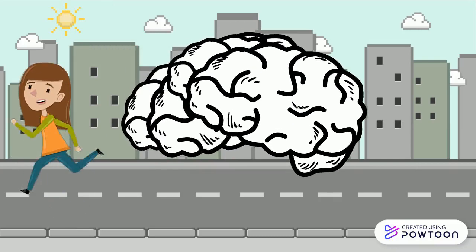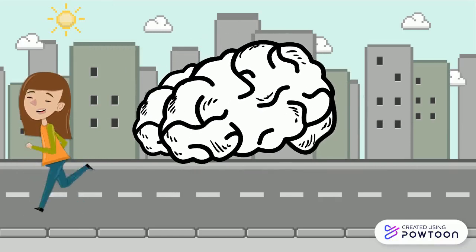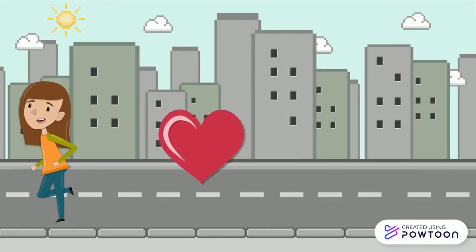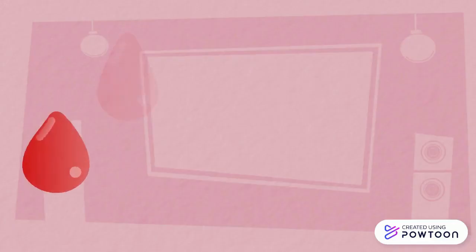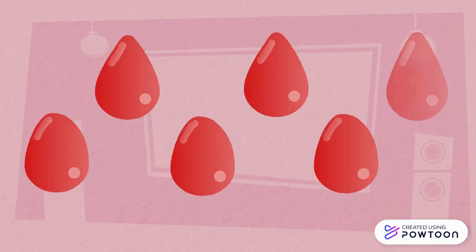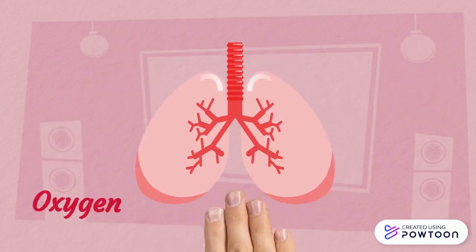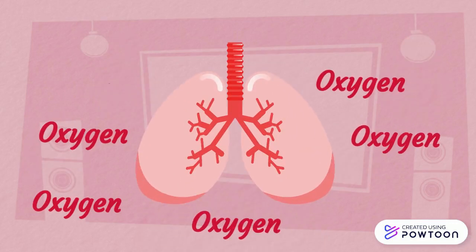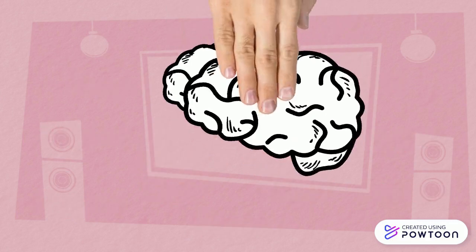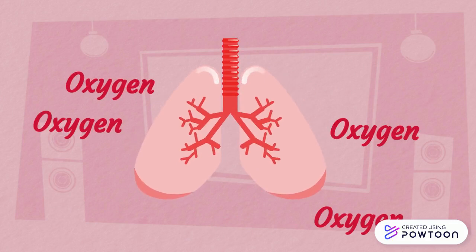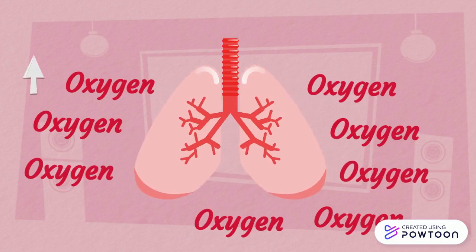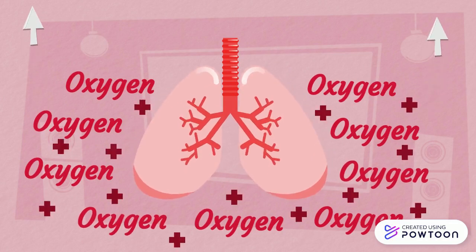This imbalance will be sensed by the brain and it will command the heart to pump blood faster so that the blood circulates faster throughout the body. However, the blood can only provide as much oxygen as the lungs give it. So the brain will command the respiratory system to pump air into the body faster in order to cope with the high oxygen demand of the muscles.